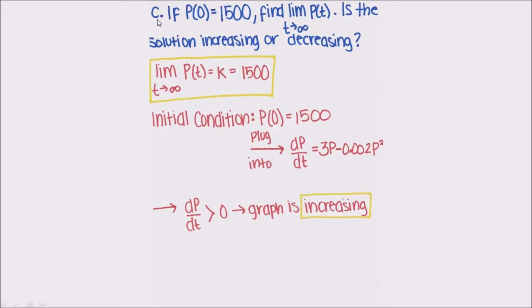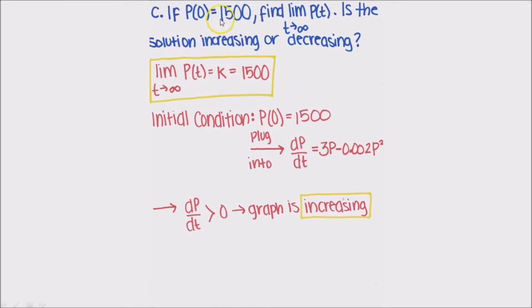So part C is basically the same as part B, just with a different initial condition. So it's still asking us to find the limit as t goes to infinity of P of t, and to see if the solution is increasing or decreasing. And here's where most people commonly get confused.